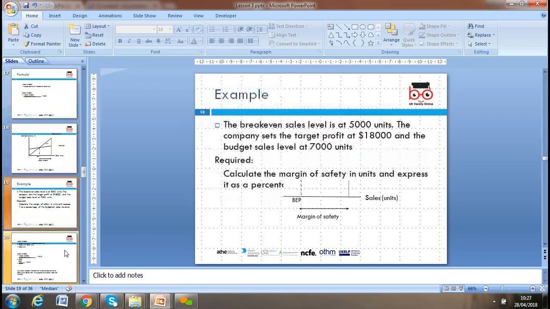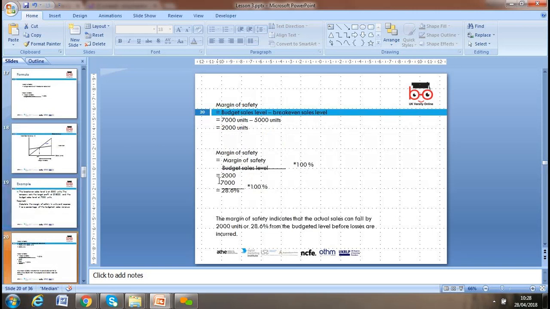So we'll see in this example, the break-even level is at 5,000 units, and the company set the target profit at 18,000, with budgeted sales of 7,000 units. So what will be the margin of safety? The formula is budgeted sales minus break-even. So what will be our safety level then? 2,000 units will be our margin of safety.